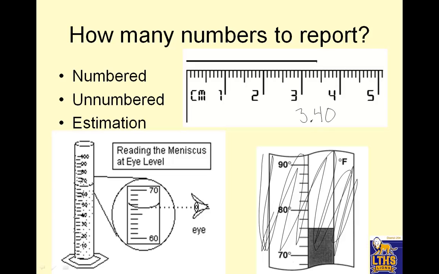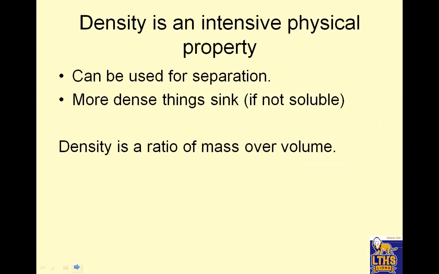When you're reading a graduated cylinder, we know we have to go to the curved part of the meniscus. So here's 60. My numbered part is 60. My unnumbered part is 1, 2, 3, 4, 5, 6. And then my estimation, it's a smidgen above that, so I'm going to call it 66.1 milliliters. Oops, I almost forgot my unit. Okay, so numbered, unnumbered, and estimation. I got rid of that one because it counts by 2s, and that's just a bad device.